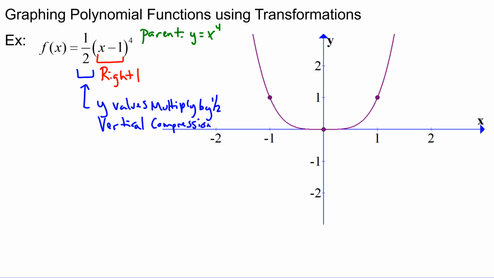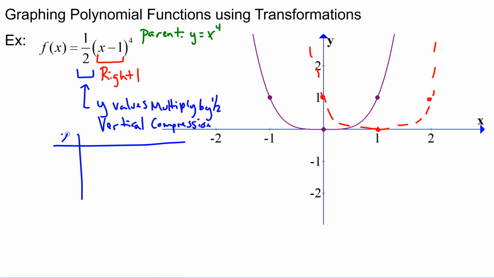So let's first do that transformation to the right one. I'm going to take all of my 3 parent function key points and move them to the right one. And again, if it's helpful, we can show the graph as a dashed line so we can visualize it a little bit better. So there's my graph, moving to the right one. And then we want to take those 3 values and multiply them by 1/2.